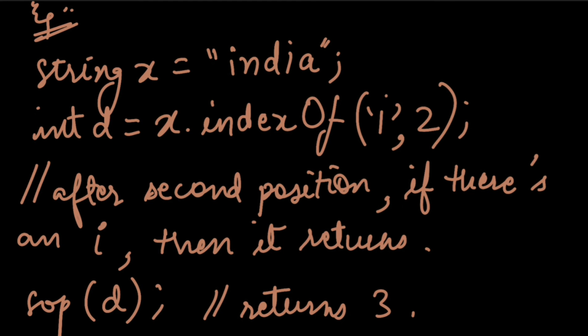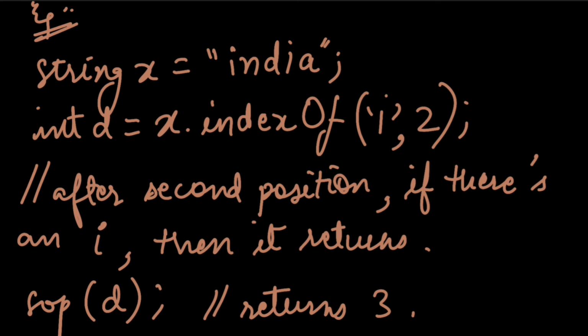Okay. I have another example. I have string x, that is India again, and int d is equal to x.indexOf(I, 2). Now what is this? We only learnt about one parameter which is getting passed, but many times this question is also asked: how many parameters can be passed in the indexOf function of the string class? People tend to write 1 over here, but that's wrong. Actually the answer will be 2.